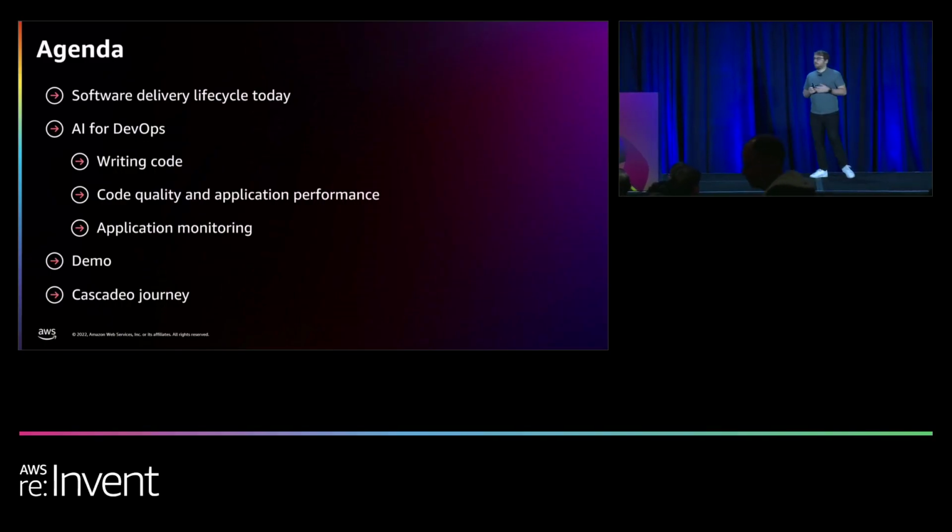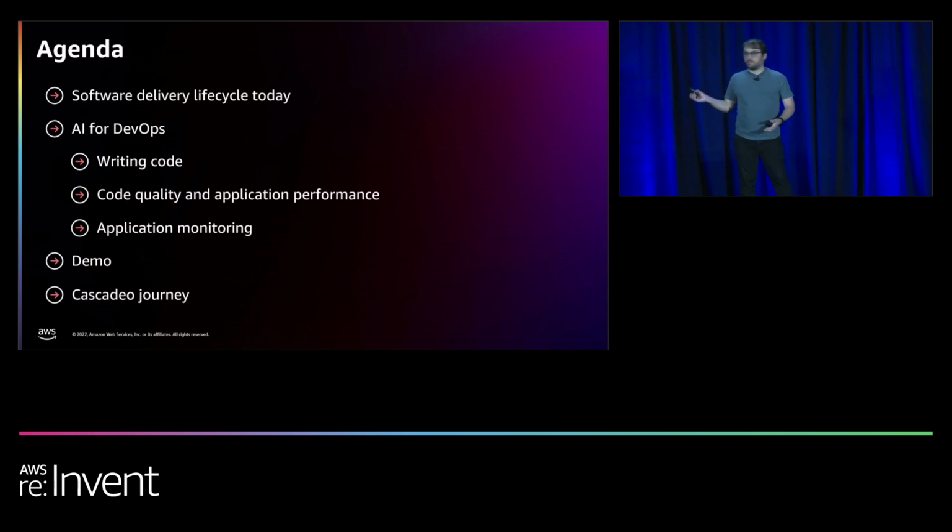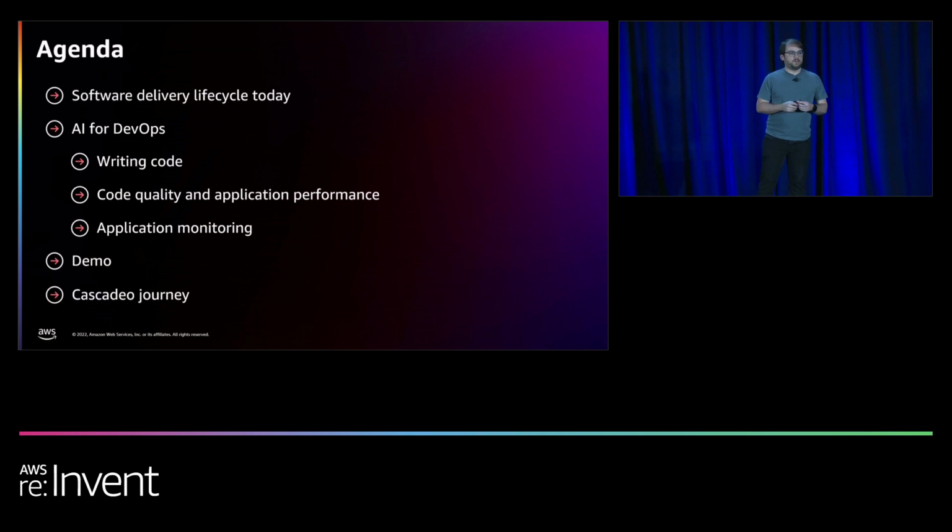Cool. This is our plan for today. We start with a quick recap about the software delivery lifecycle as it is as of today, and some of the challenges we face when developing software. Then we'll talk about artificial intelligence for DevOps in different areas, such as when you're writing code, when you're doing code reviews, when you're assessing the performance of your applications in runtime, and also when you're monitoring your applications and cloud resources. We are also going to have a live demo, and Jared from Cascadeo is going to talk about his own journey and how his team is operating applications at scale in production.